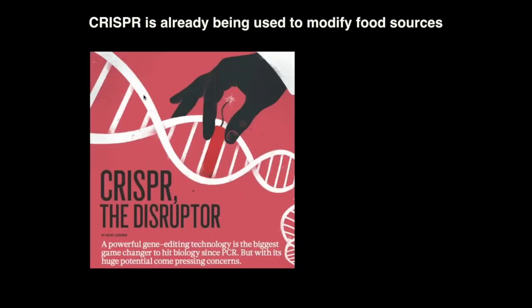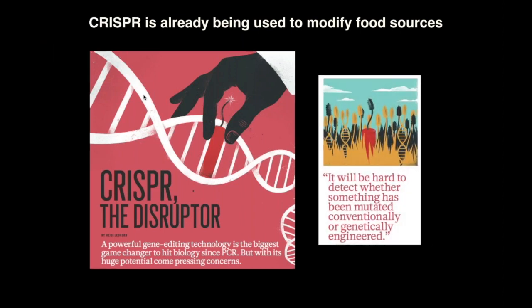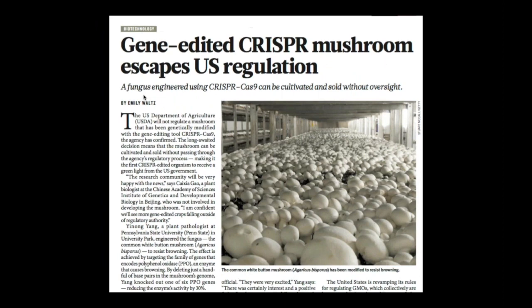There's another thing I wanted to talk about with respect to CRISPR. CRISPR is already being used to modify the plants that we use as food sources. And as you can see here, the interesting thing about CRISPR is these genetic changes can be so subtle, you can't tell if these are the result of an ordinary mutant or a genetic manipulation. And in fact, there are at least two CRISPR foods already on the market. One is a genetically engineered mushroom.